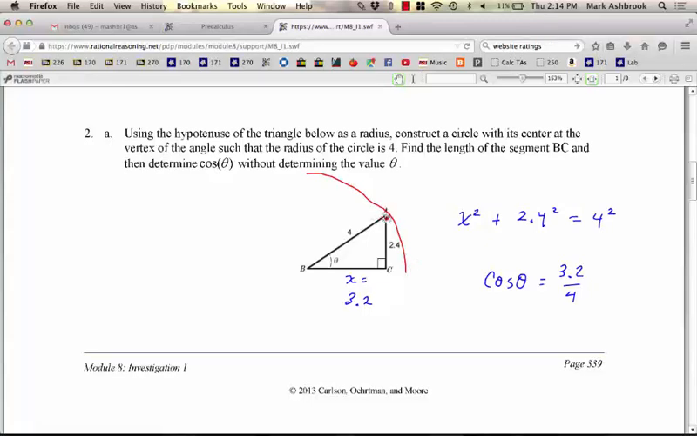It's still the horizontal distance to the right of the vertical diameter to that point, right? Still that 3.2 measured in the units of the radius, 3.2 over 4. It's just that 3.2 is adjacent to the angle theta, and 4 is the hypotenuse of the triangle. So adjacent over hypotenuse.